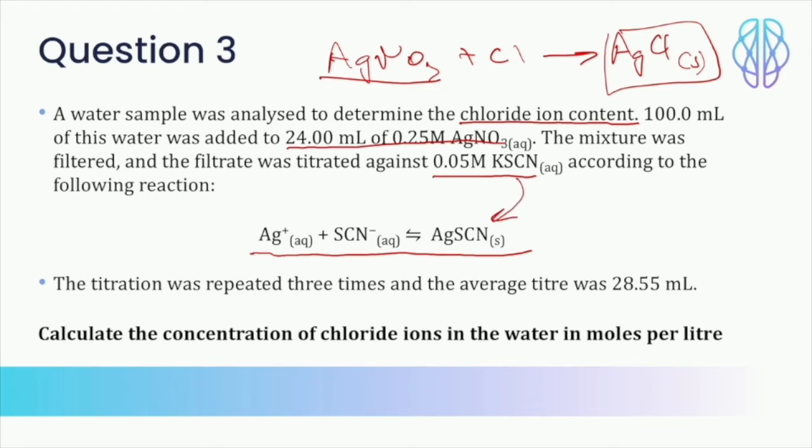The nitrate is pretty redundant because it's just a substitution reaction. We can write it. It's not wrong to put a NO3 at the end of this silver. But yeah. The titration, so we repeated it 3 times for validity, and the average titer, meaning the amount of this needed, was exactly 28.55 milliliters. And now we need to find the chloride ion concentration.